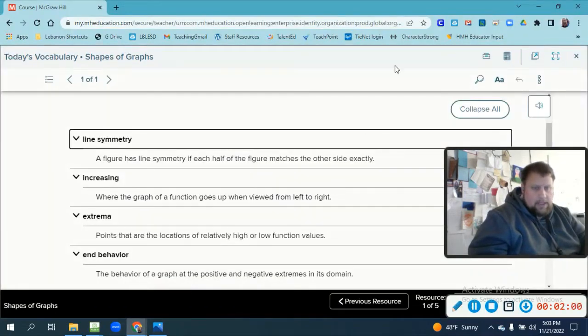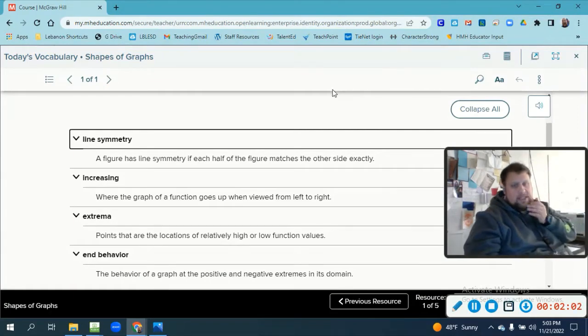We have line symmetry. A figure has line symmetry if each half of the figure matches the other half exactly. We'll talk more about that, but basically, if I can put a line down it such that it cuts it exactly in half, it has line symmetry.